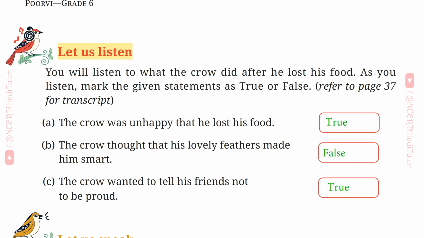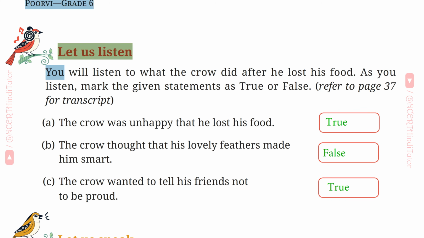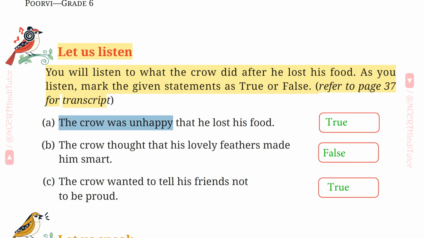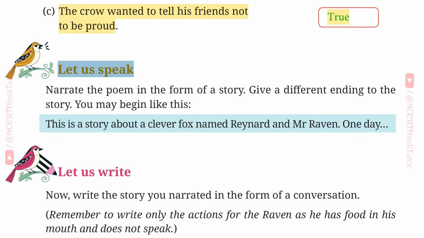Let us listen. You will listen to what the crow did after he lost his food. As you listen, mark the given statements as true or false. Refer to page 37 for transcript. A. The crow was unhappy that he lost his food. Answer: true. B. The crow thought that his lovely feathers made him smart. Answer: false. C. The crow wanted to tell his friends not to be proud. Answer: true.